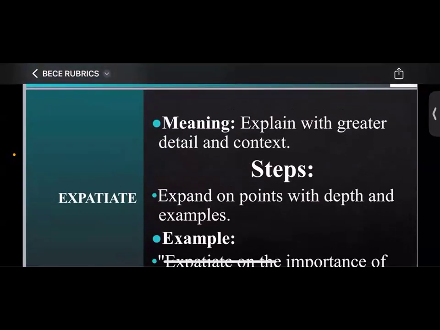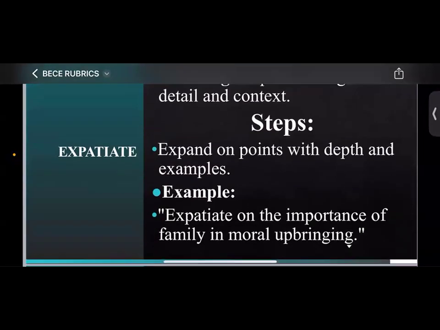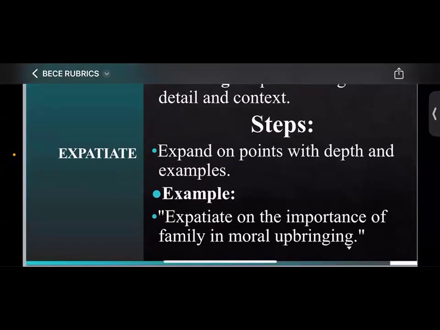Then expatiate, meaning you explain with greater detail and context. So this is more like the opposite of highlight and outline. Here, you go further, even beyond discuss or explain. Expatiate means that you are laying more emphasis on the whole, details and context. You expand on points with depth and examples. You go to the extent of explaining things to the barest minimum for the examiner to understand.